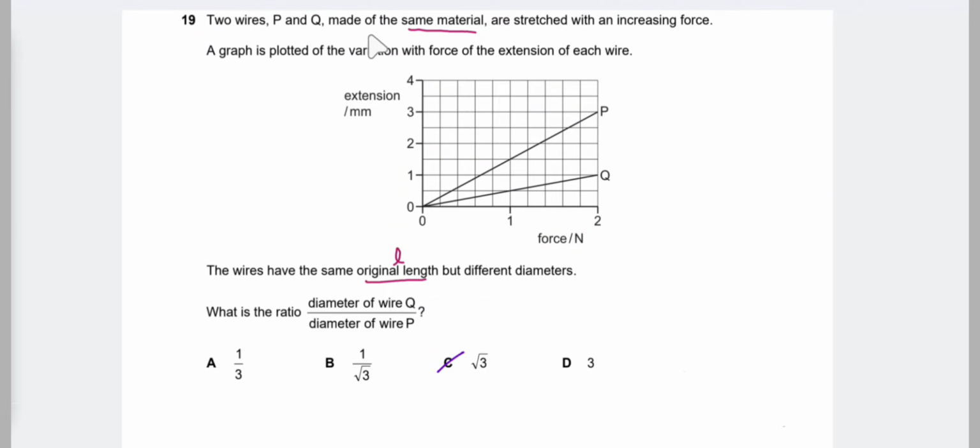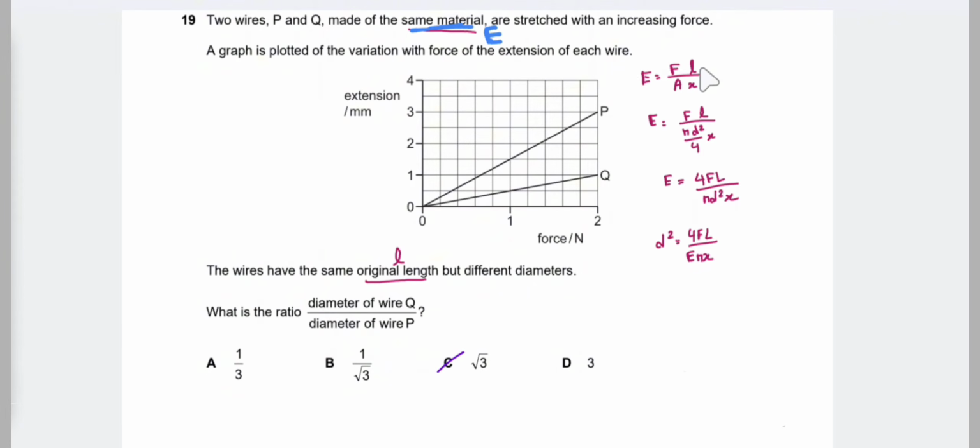19. Two wires P and Q made of the same material are stretched with an increasing force. A graph is plotted of the variation of force against the extension of each wire. The wires have the same original length L but different diameters. What is the ratio of diameter of wire Q by diameter of wire P? So we need to find the ratio of diameter, and since they are made of the same material, both have the same Young modulus.